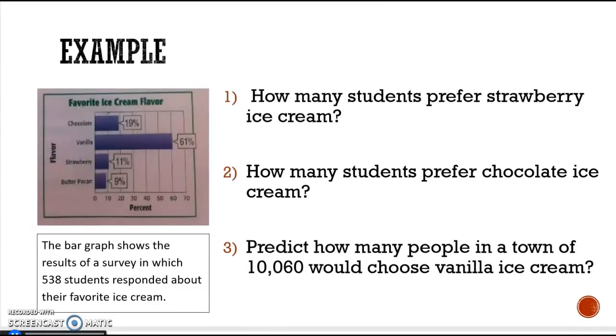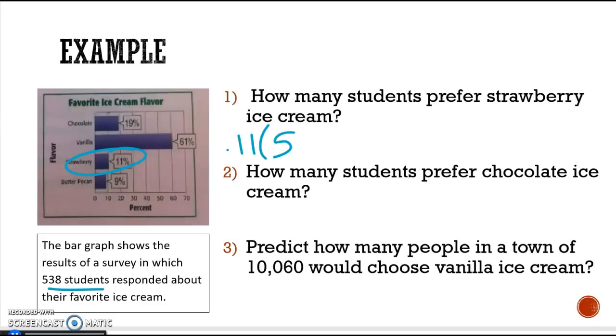Okay, so the next one is asking the favorite ice cream flavor of certain students. This bar graph shows the results of a survey in which 538 students responded about their favorite ice cream. We're going to answer these three questions. The first one, how many students prefer strawberry ice cream? If we look, strawberry ice cream is 11%, which is 0.11.